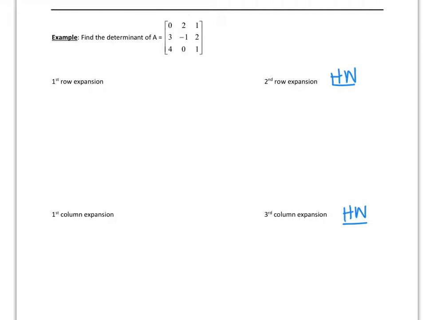So what we're going to do is take the first row expansion. If this is the first row, it helps if you rewrite the matrices. So I'm going to write these 3 different times. We need to find C11, C12, and C13. So I'm just going to rewrite the matrix 3 times.